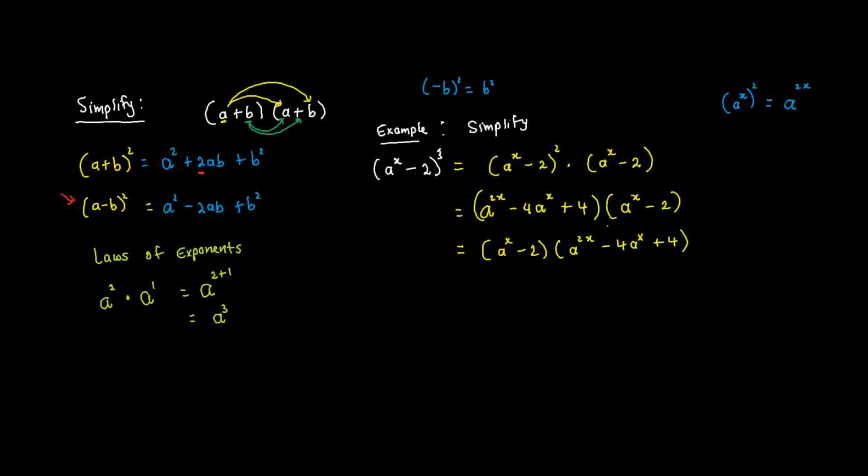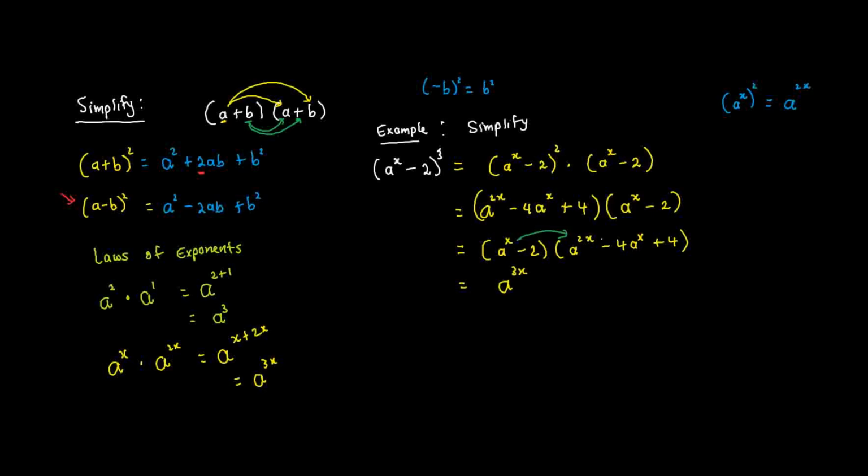Now, a raised to the power of x needs to have a chance to be multiplied to every term in the second bracket. So I have a raised to the power of x times a raised to the power of 2x. Using the laws of exponents, I multiply and the bases are the same, so I keep the common base and add the exponents together. That gives me a raised to the power of 3x.